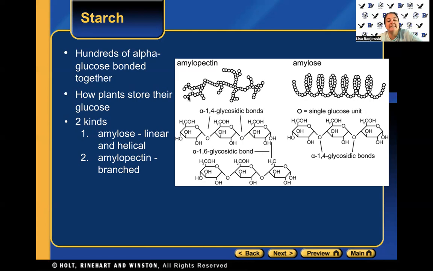Amylopectin is not like that. It has branching. So you're going to have, like, maybe a 3 here and then another 6 or whatever, but you can see it has branches. So amylopectin is branched and amylose is not.